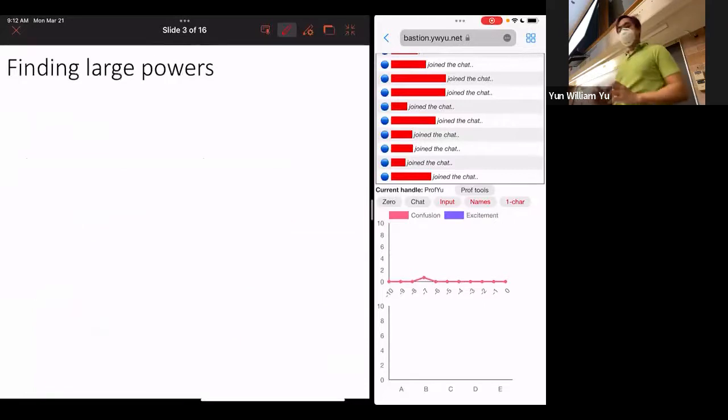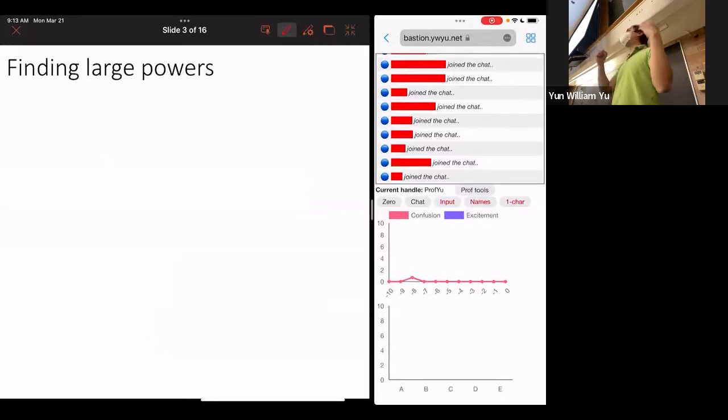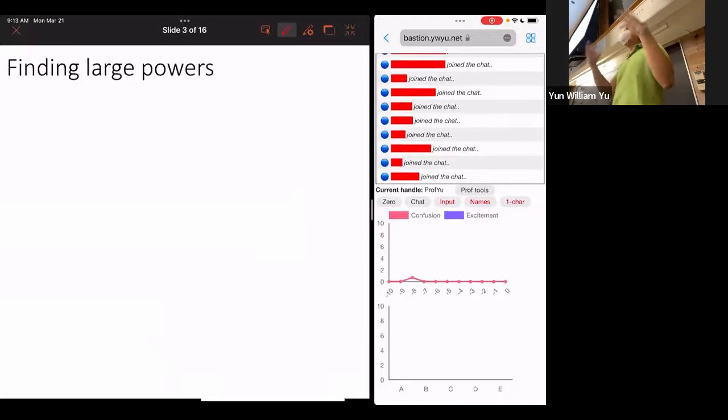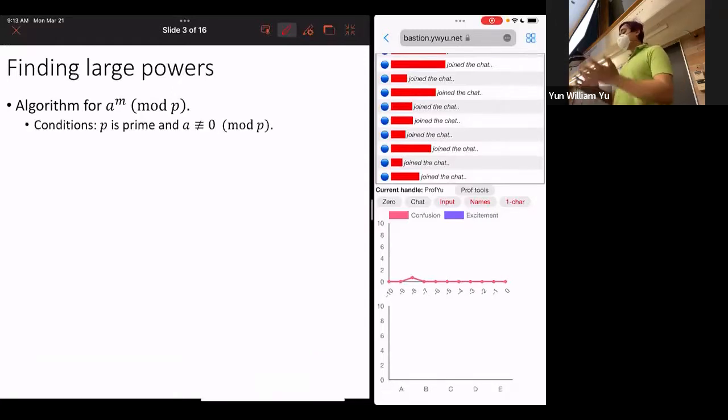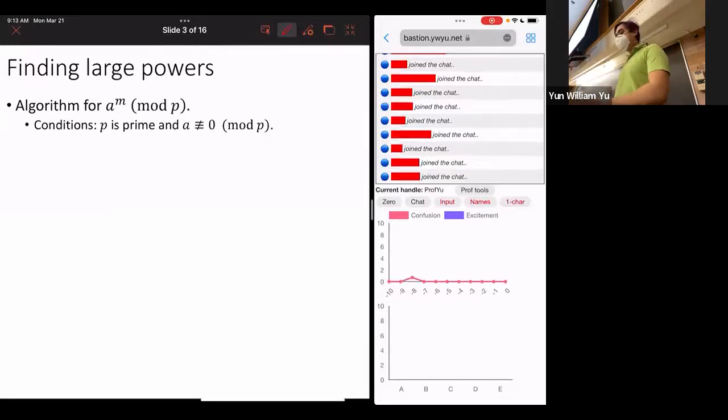So let's review these algorithms. When I was giving you these algorithms originally, I didn't really write them as a step-by-step cookbook because I wanted us to try to figure out what was going on. But here, let's write out each of the steps that we need to do to actually solve these kinds of problems. So for a large power, let's think about what the conditions are. The conditions are that P has to be prime and A has to be not congruent to 0 mod P. Of course, if A is congruent to 0 mod P, then it's really easy to take a power because it's just 0. But these are the conditions we need to start off using this algorithm, using Fermat's little theorem.